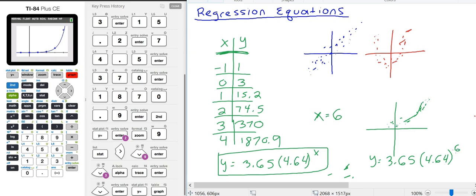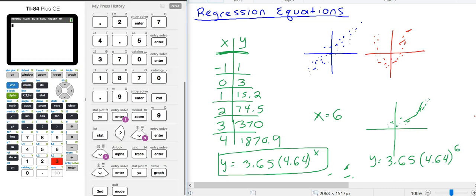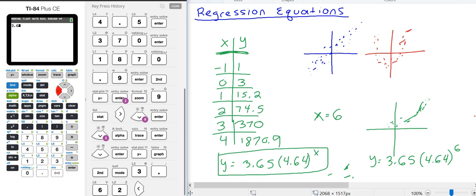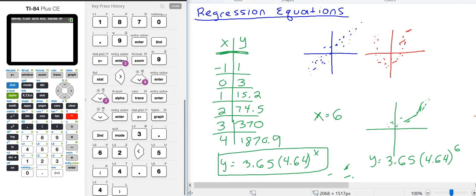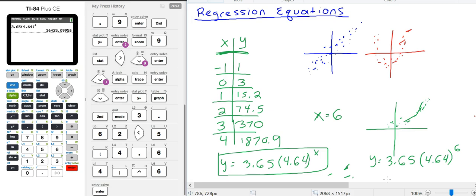And then we can do it on the calculator. 3.65 times 4.64 to the x, which is 6, and Enter. And that would be y is equal to 36425.10. We'll round it off. And we can do this when we have a linear regression equation, a quadratic regression equation, or an exponential regression equation.